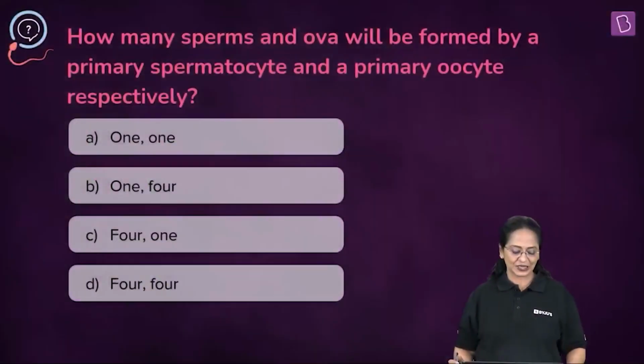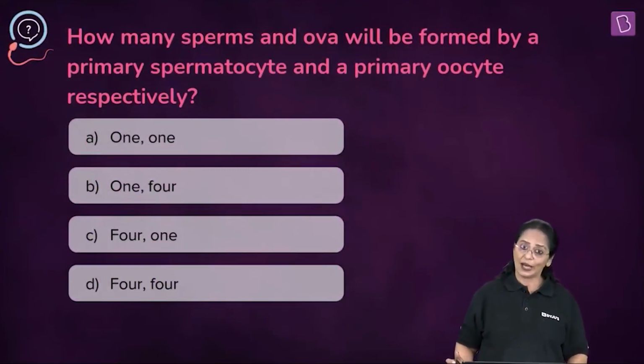Now let's look at this question. How many sperms and ova will be formed by a primary spermatocyte and a primary oocyte respectively? A, 1 and 1. B, 1 and 4. C, 4 and 1. D, 4 and 4.